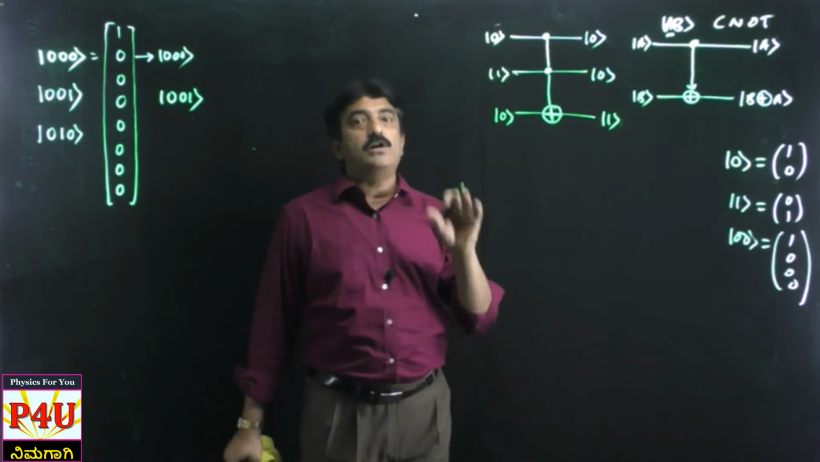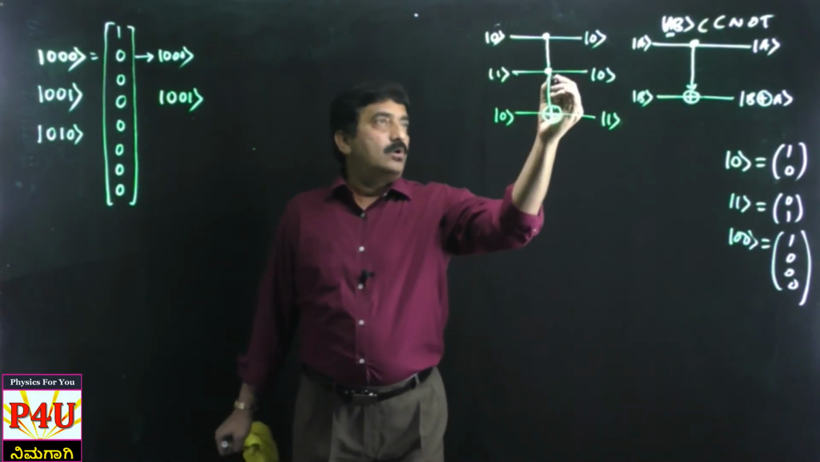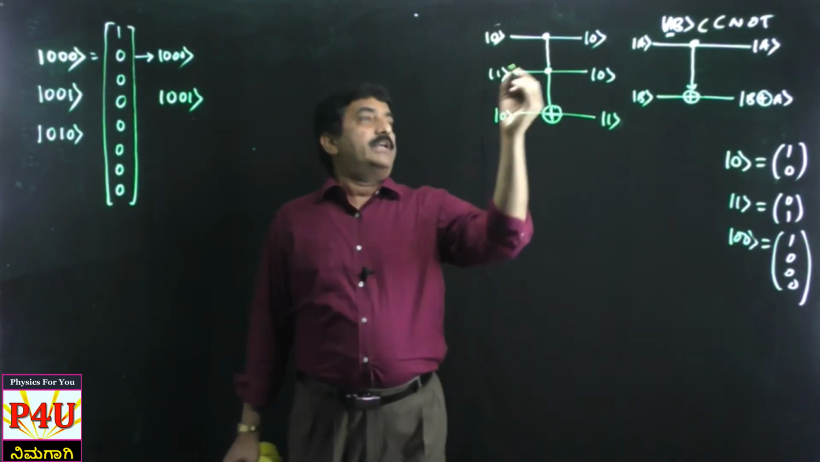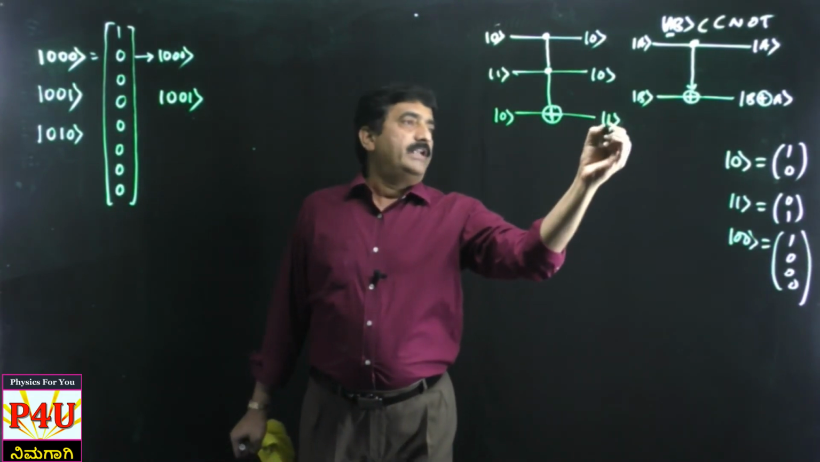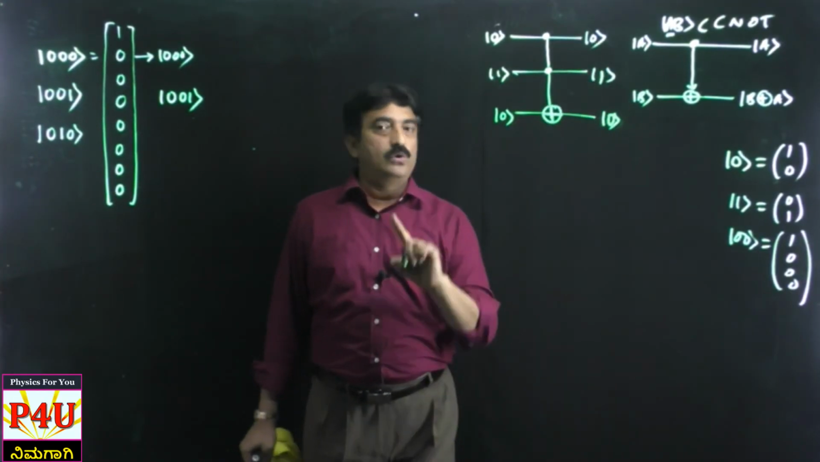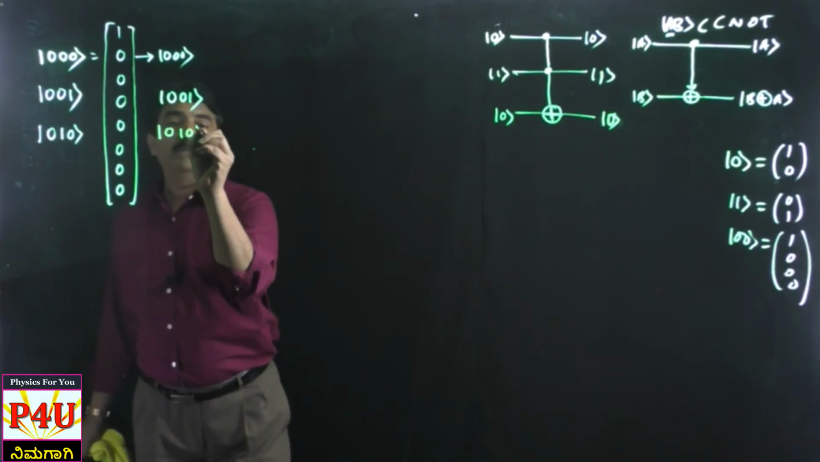This is a control NOT gate, so it is a CCNOT gate. This control is controlled by this one, therefore it is a double control gate. So now also it remains 0 only, and this comes out as 1 only. So no action. Therefore the output is 0 1 0.